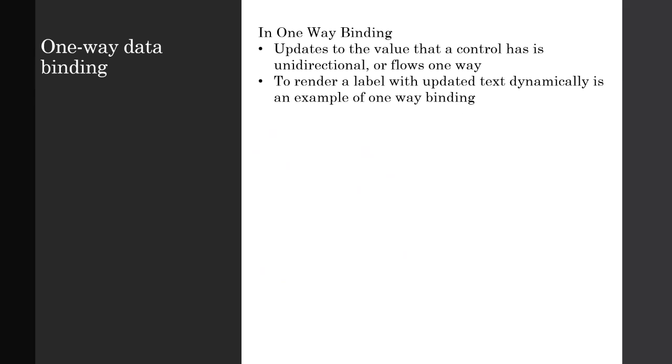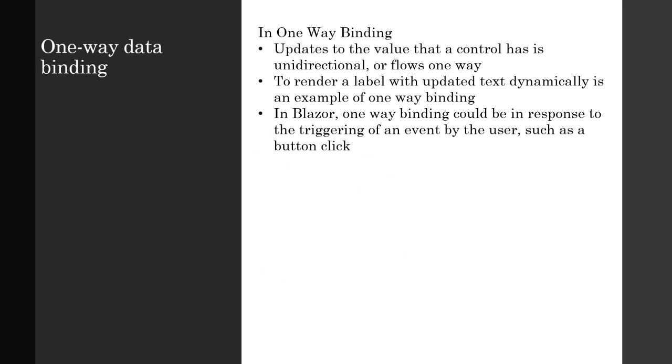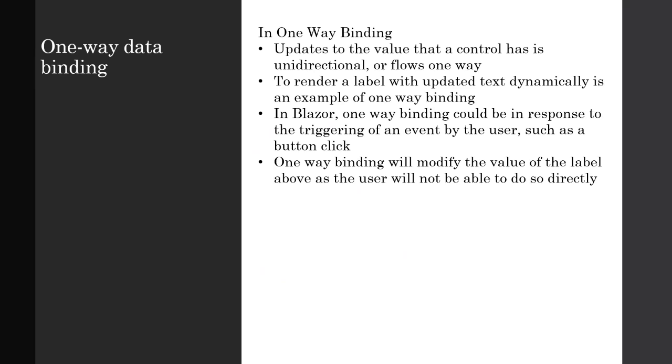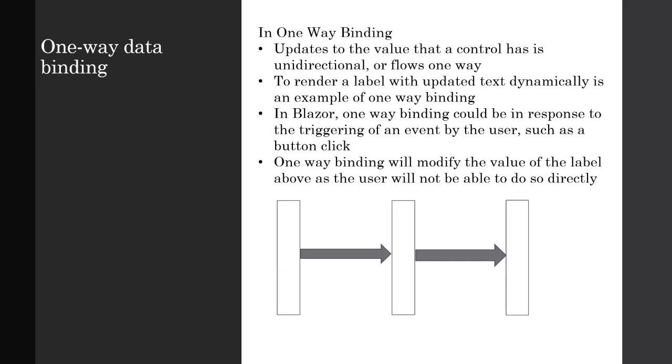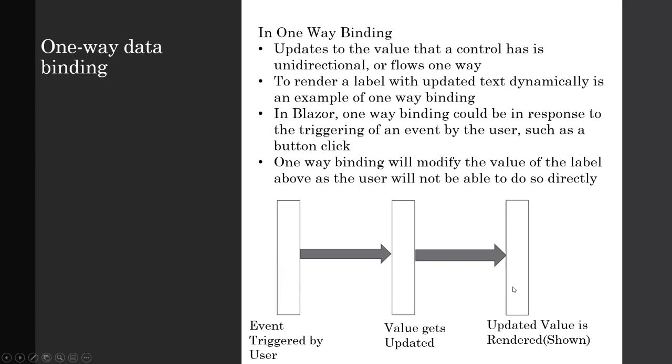In one-way binding, updates to the value that a control has are unidirectional, flowing only one way. Rendering a label with updated text dynamically is an example of one-way binding. In Blazor, one-way binding could be in response to an event triggered by the user, such as a button click. It will modify the value of the label, as the user will not be able to do so directly. So the event is triggered by the user, the value gets updated and the updated value is rendered on the browser.